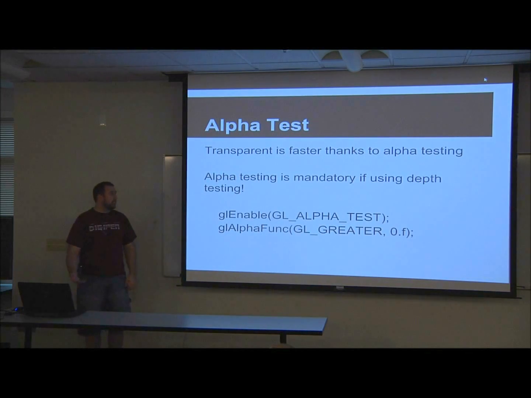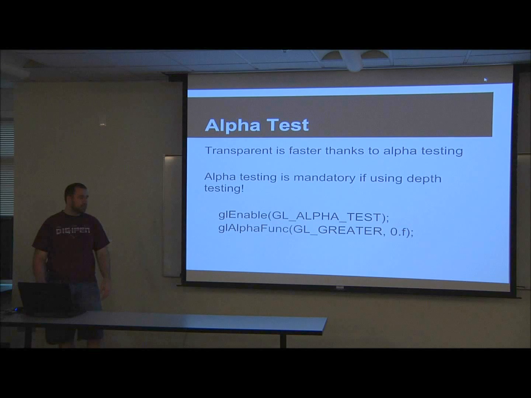So in order to get depth testing to work with transparency, you usually have to turn on alpha test. And then there's this function, you just call that to basically say we want only the transparent objects to work. There's not really much to it. If you're going to be doing things with translucency, you're going to want to tweak these values a bit. Otherwise there's not much to it.